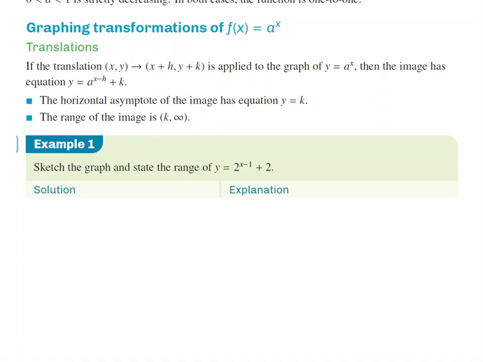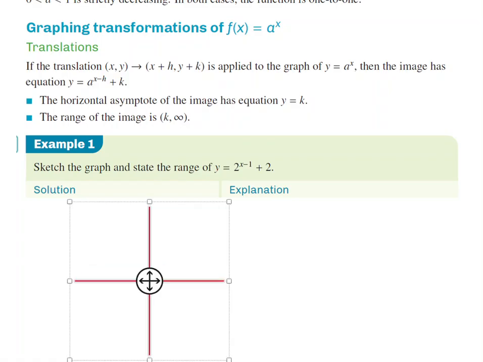So let's just sketch one little graph here. I'll see if I can grab myself an axis. Sketch the graph and state the range of y equals 2 to the x minus 1, plus 2. So draw in a nice axis there. That should be good enough. And I will click away. There we go. And just rub that line out. So sketch the graph y equals 2 to the x minus 1, plus 2.